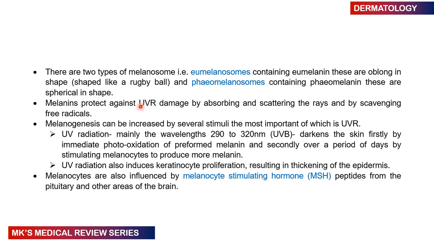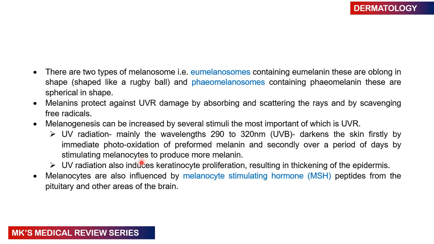Now remember that melanogenesis can actually be increased by several stimuli. The most important is ultraviolet radiation. Remember that UV radiation, mainly with a wavelength of about 290 to 320 nanometers, which is ultraviolet B, is going to be darkening the skin. It does this firstly by the process of photooxidation of the preformed melanin, and secondly, over a period of days, by stimulating these melanocytes to produce melanin.